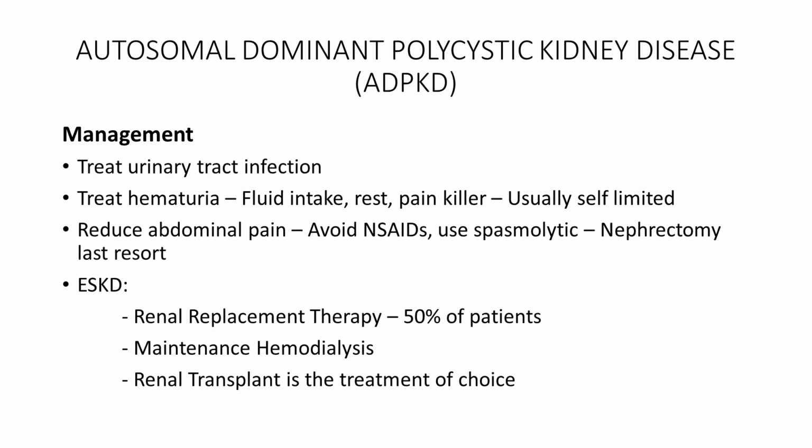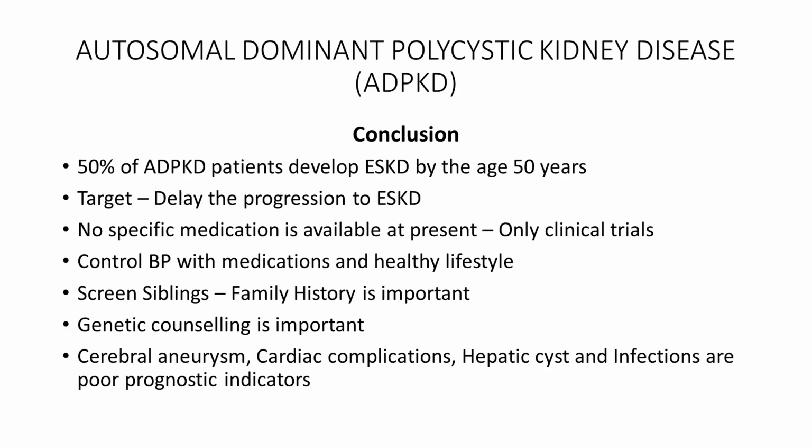Once the patient develops end-stage renal disease, we have no option except renal replacement therapy, which is required in almost 50% of the patients: maintenance hemodialysis, or they can have a kidney transplant, which is the treatment of choice. So in conclusion, almost 50% of patients with autosomal dominant polycystic kidney disease develop end-stage renal disease requiring renal replacement therapy.